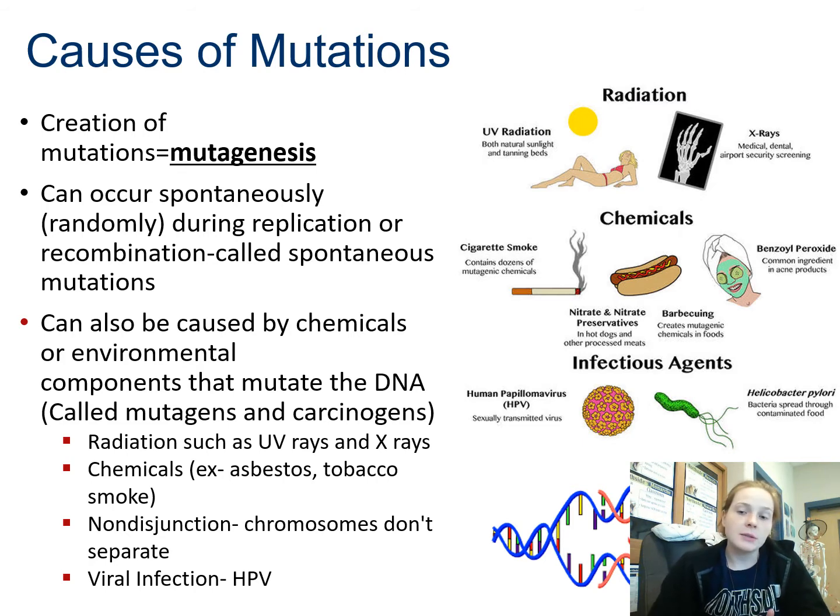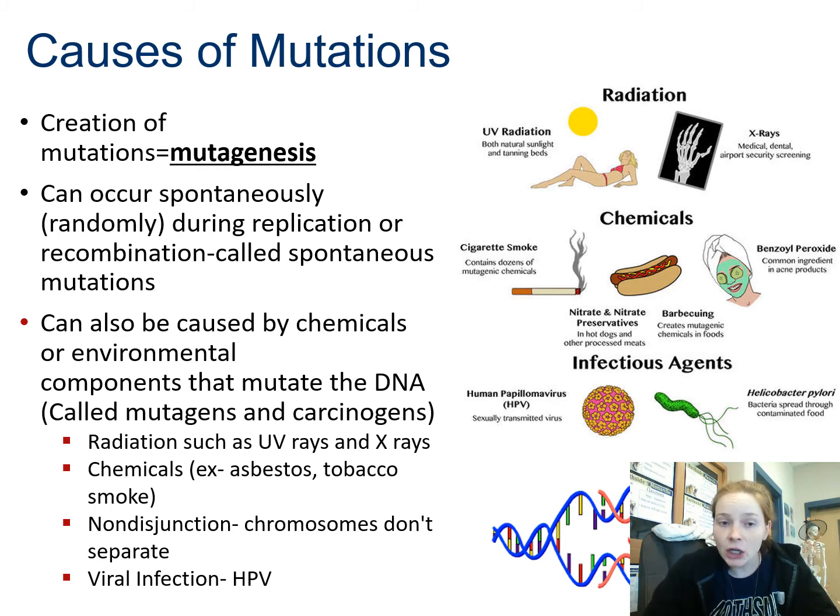So what causes mutations? Many things can cause mutations, and we call them mutagens. The actual process of creating mutations is called mutagenesis. It can occur randomly during replication. For some reason or another, your DNA polymerase accidentally messes up and adds the wrong base. That can happen, and those are called spontaneous. They just happen accidentally, nothing really caused them.